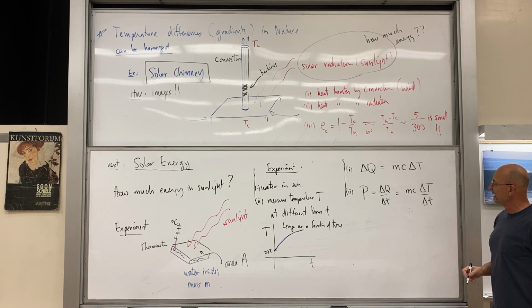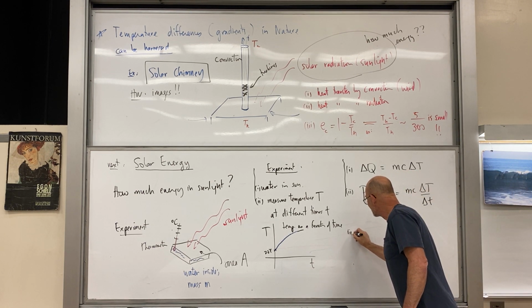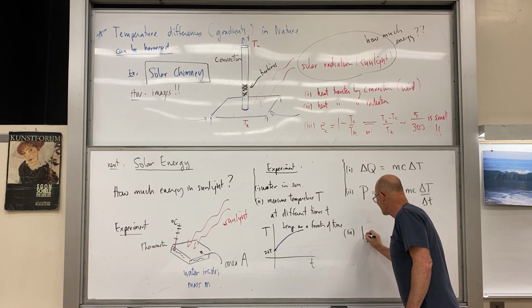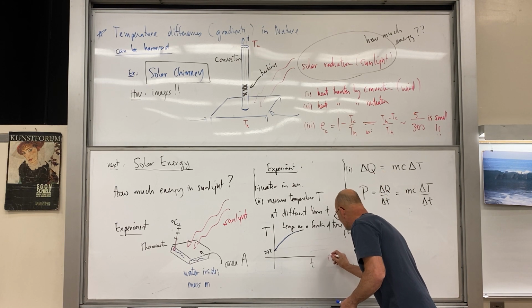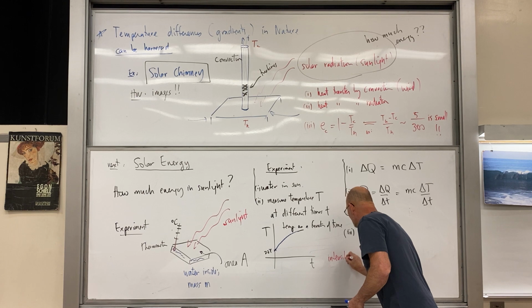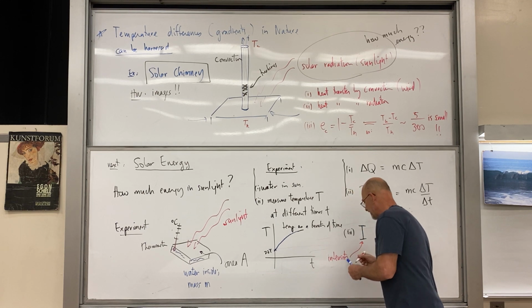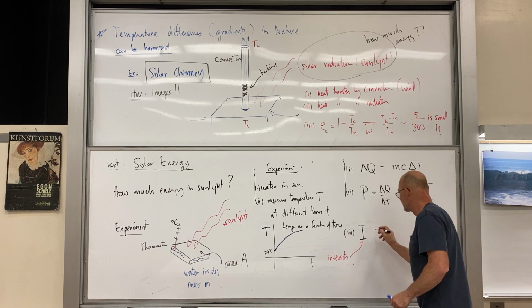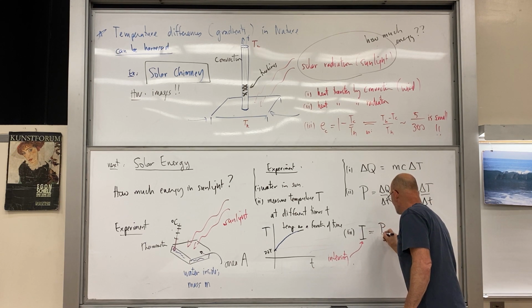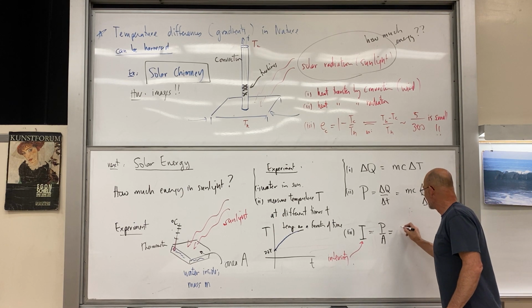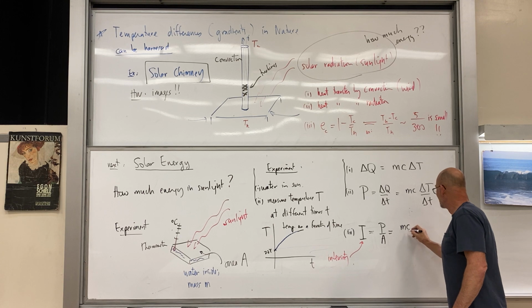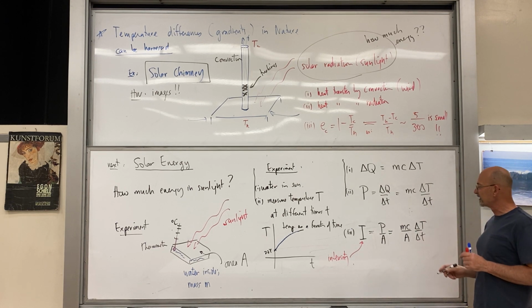Okay. And then we can have a third quantity, and we're going to call this intensity. And the intensity is the power divided by the area. Power per area. So we have mc over area delta T over delta t. Okay, with some patience we could do this in the backyard.